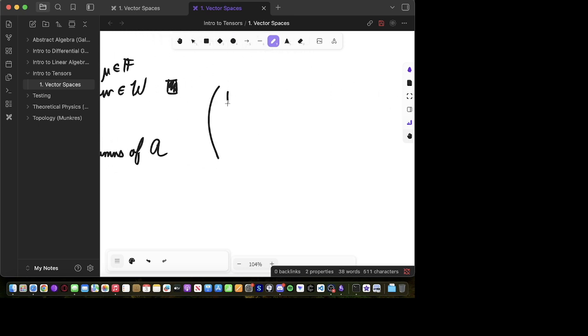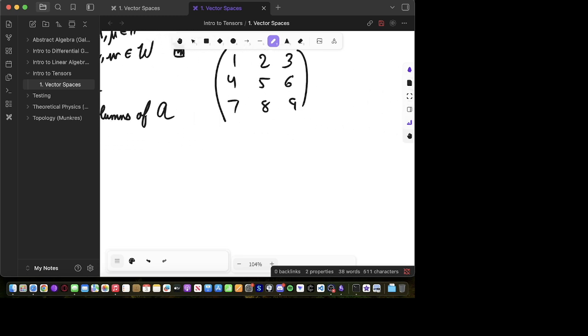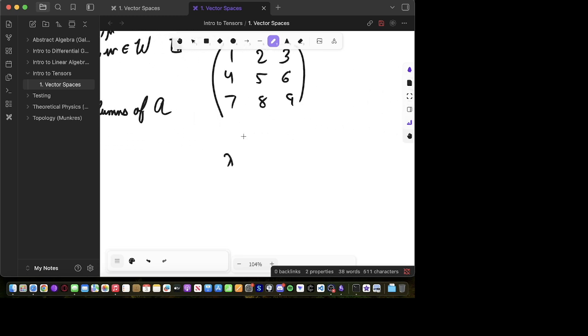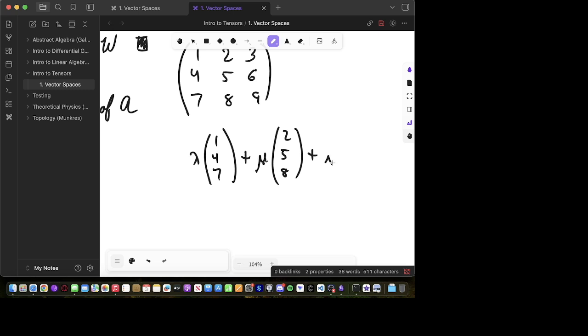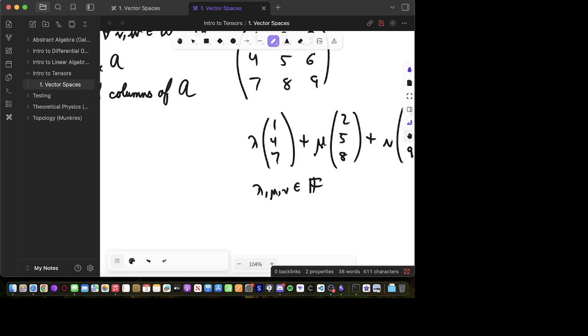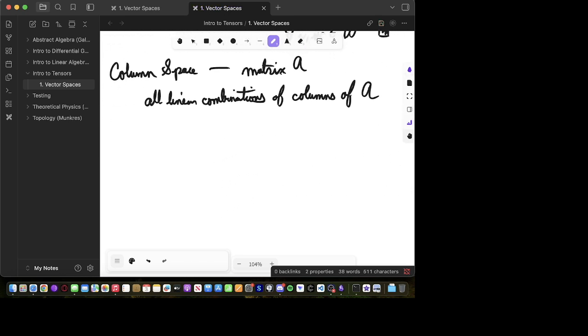So let's say we have a matrix 1, 2, 3, 4, 5, 6, 7, 8, 9. The column space would be the set of all lambda times (1, 4, 7) plus mu times (2, 5, 8) plus, I don't know what comes after mu, nu times (3, 6, 9), for all lambda, mu, nu in F. So yeah, that's the column space.